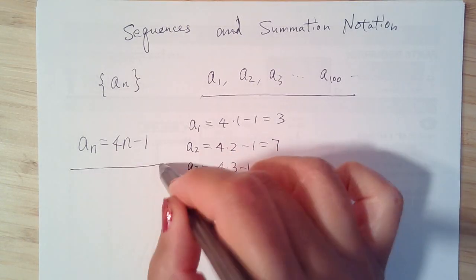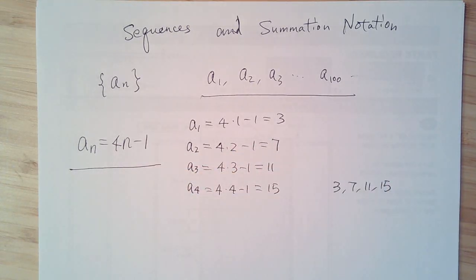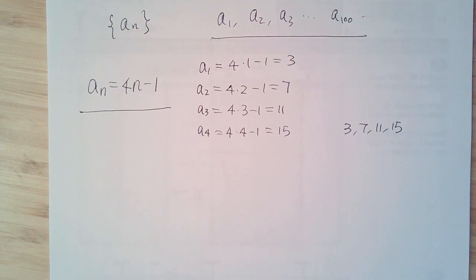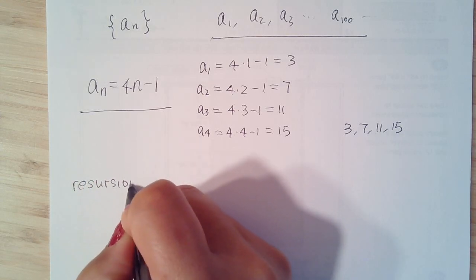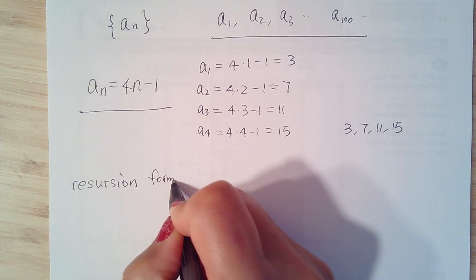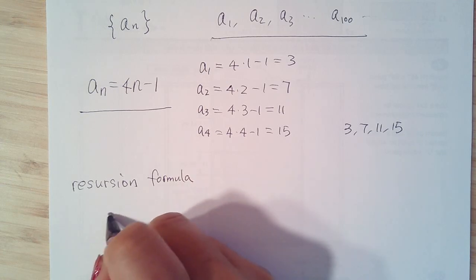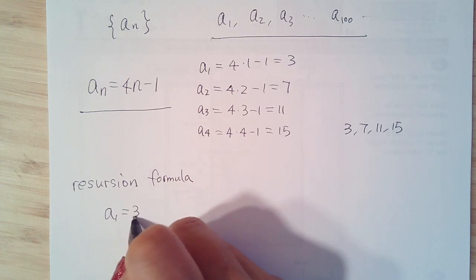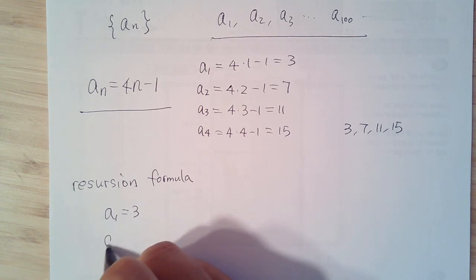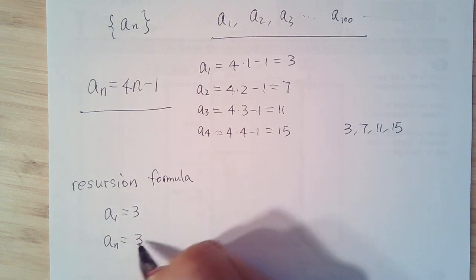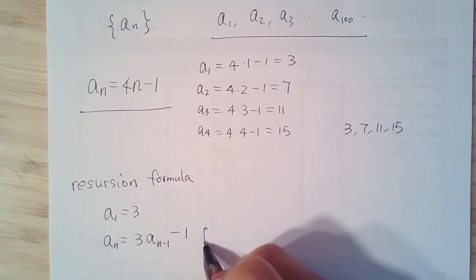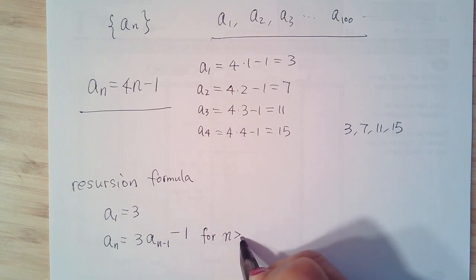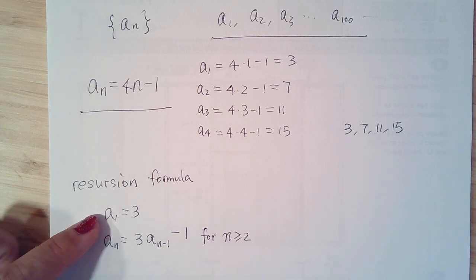So in this case, I give you the formula, and a_n looks like a function of n, so you can go ahead and solve it. And sometimes I give you another form, called a recursion formula. What does that mean? That means this. I might give you a1 equals 3, the first term, and then I tell you a_n is 3 times a_(n minus 1) minus 1 for n greater than or equal to 2. So what it says is this: I give you the first term.